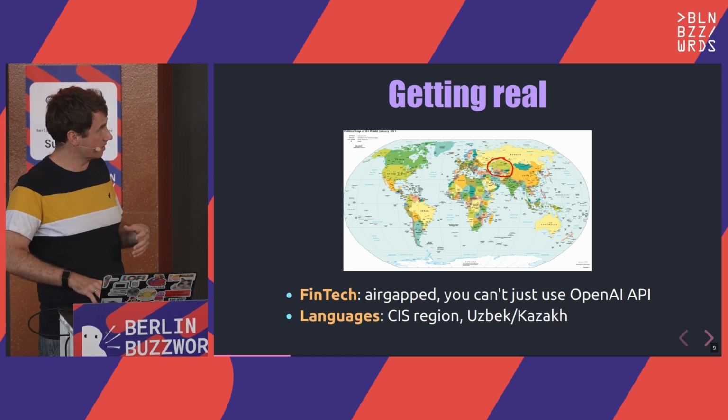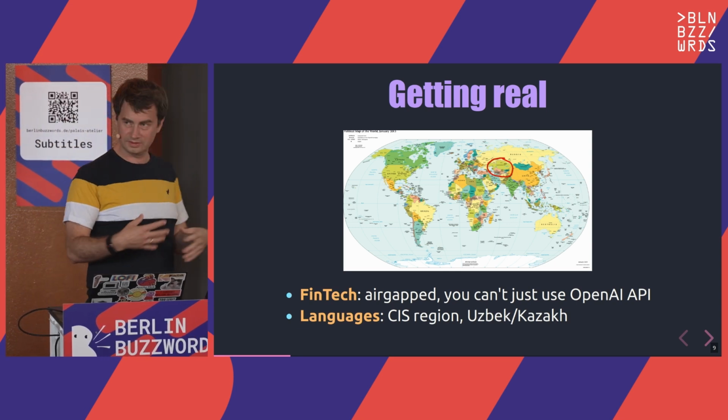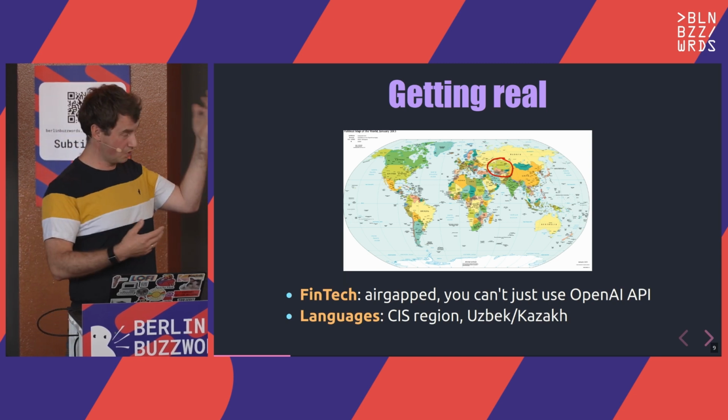The second thing is that this company is operating in a couple of countries with languages which are not really widely used in the LLM community. It's Uzbek and Kazakh. So you might guess which countries are there.